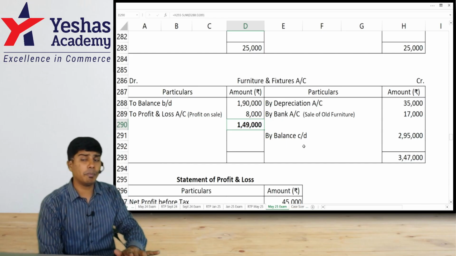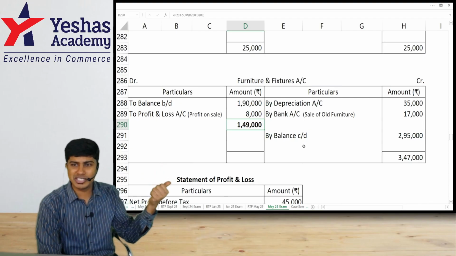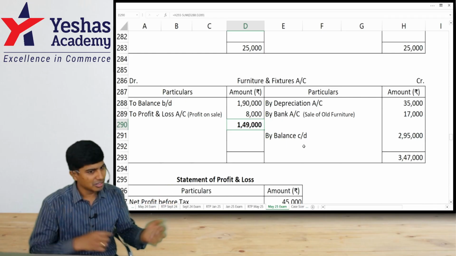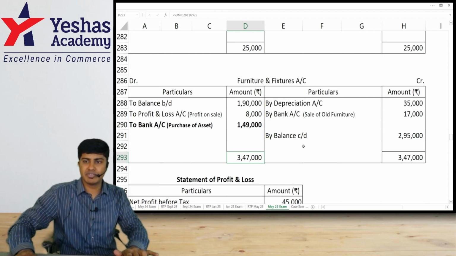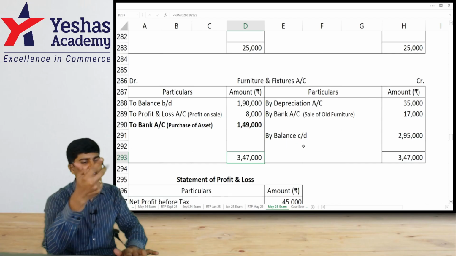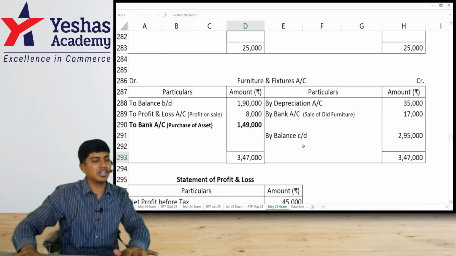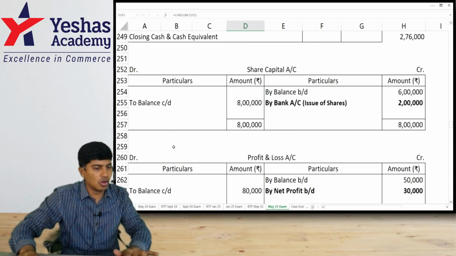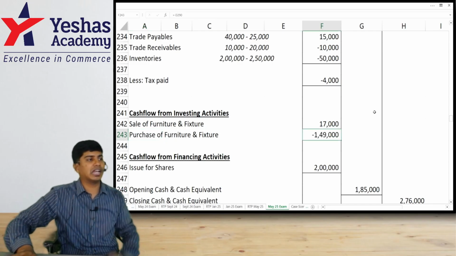Sir, why don't we assume that they paid on credit? If it is on credit, you would have got a liability, no, for assets. Have they given it in the balance sheet? No, it is paid in cash. How much? 1 lakh 49, the balancing figure. You tell me, operating, investing, or financing? Investing. Inflow, outflow? Outflow. 1 lakh 49,000 will be investing outflow. Let me write here: purchase of furniture and fixture minus 1 lakh 49.